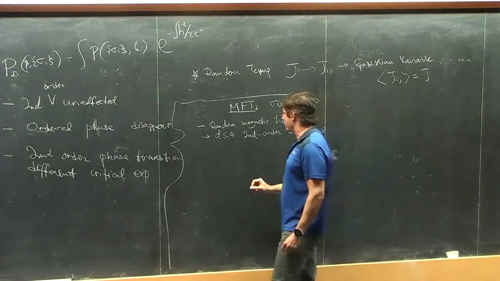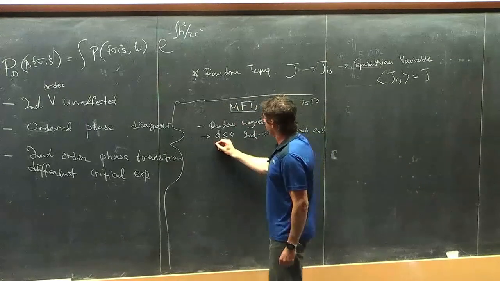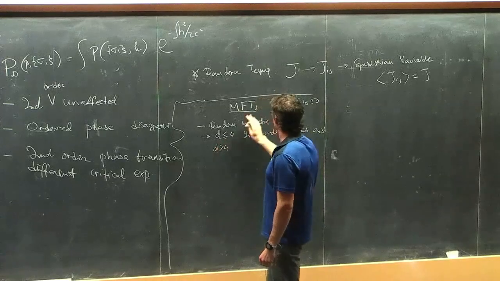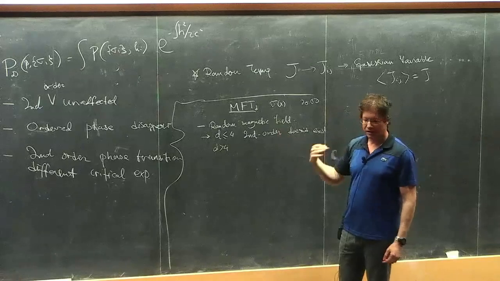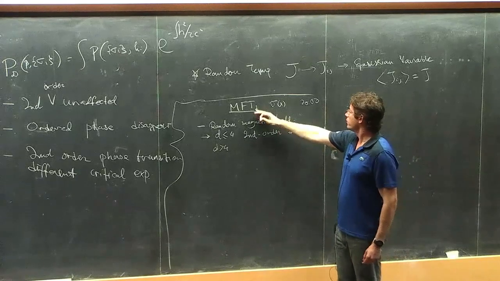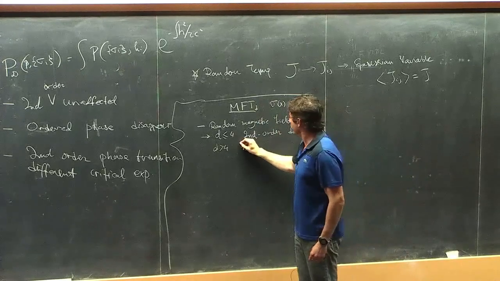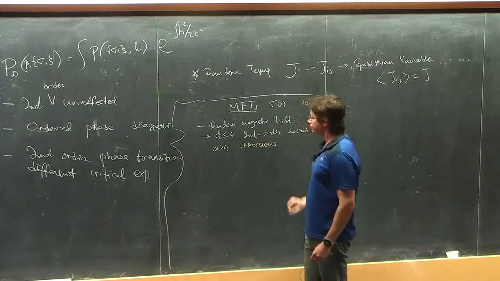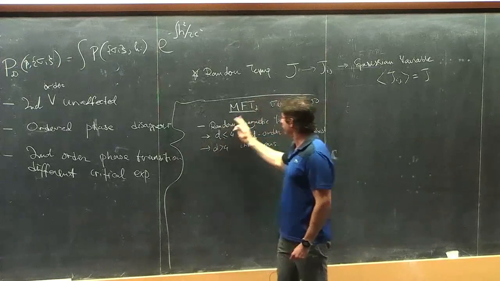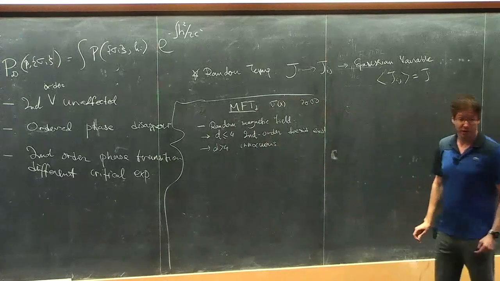Okay, this is one solid result. If d is bigger than 4, then the random magnetic field doesn't do anything. The properties of the critical point are the same as mean field theory. So for d bigger than 4, it's innocuous. Okay, these are some phenomenological results about mean field theory.